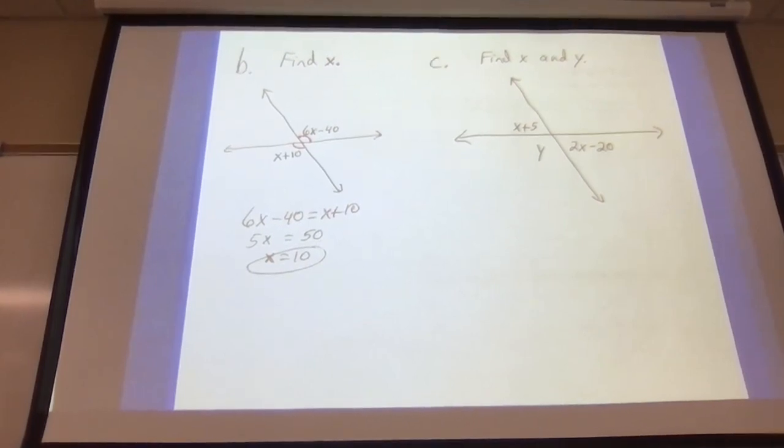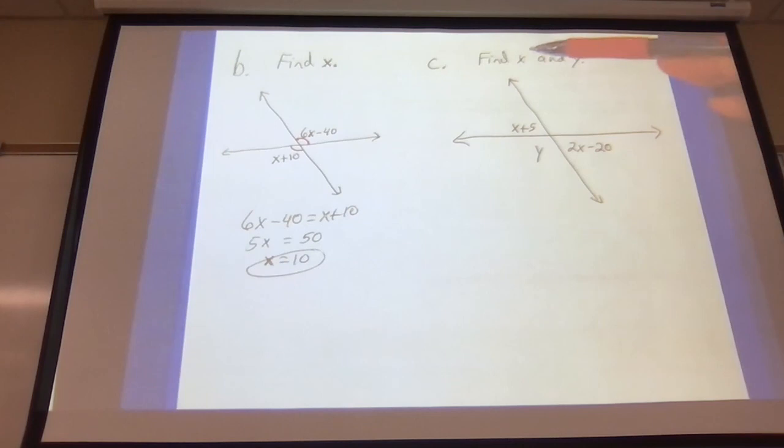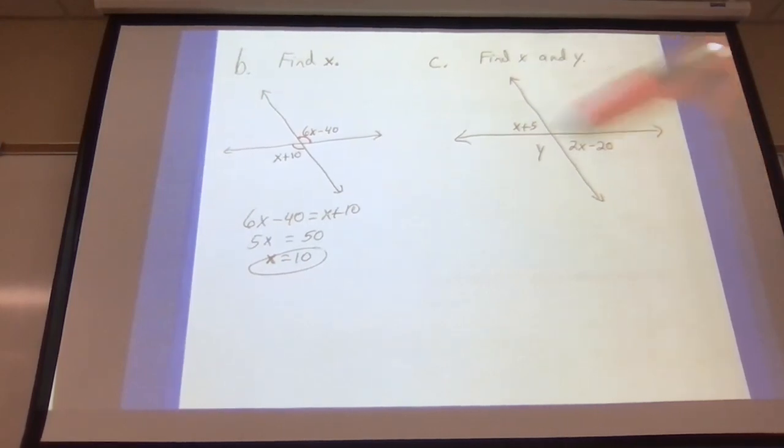It doesn't matter which order you find them. So if something jumps out at you, you can go with it right away. But in this case, there is only one way to do it. I'm going to start with the x. If you look at the x plus 5 and the 2x minus 20, those two are right across from each other. It makes them what kind of angles?